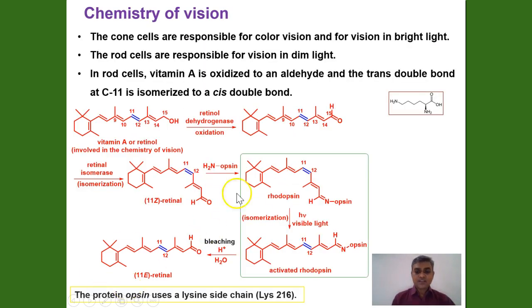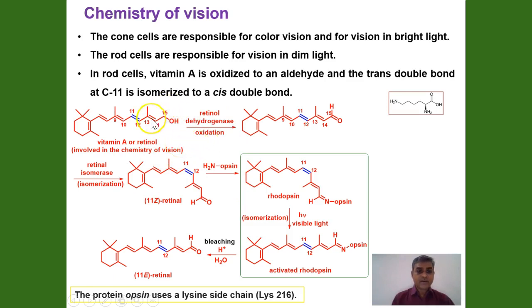Now the last portion is about the chemistry of vision. Vitamin A is responsible for the vision process in our eye. In the retina of an eye, there are two types of cells: one is the cone cell and the other is the rod cell. Cone cells are responsible for color vision and for vision in bright light, whereas rod cells are responsible for vision in dim light. Now, this reaction sequence is taking place in the rod cells of an eye.